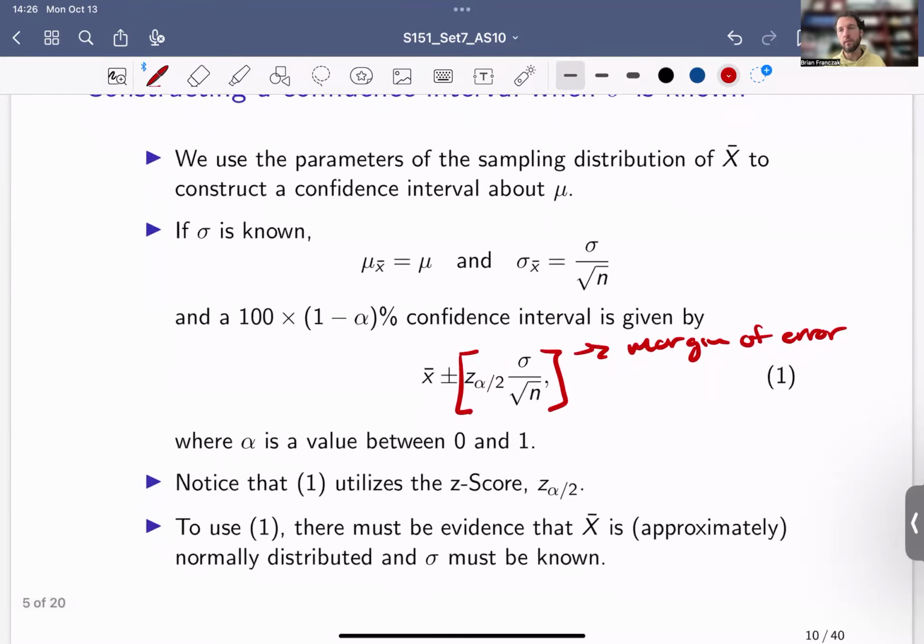Now, the other thing that's very important is we must have some evidence that X bar is normal. So we can only use the z-score based approach if the estimate, X bar in this case, is normally distributed. Same logic that we had before. We can't use the standard normal curve to find probabilities if the variable we are studying is not normal. Here, we cannot use this interval, the one given in equation 1, if X bar is not normal.